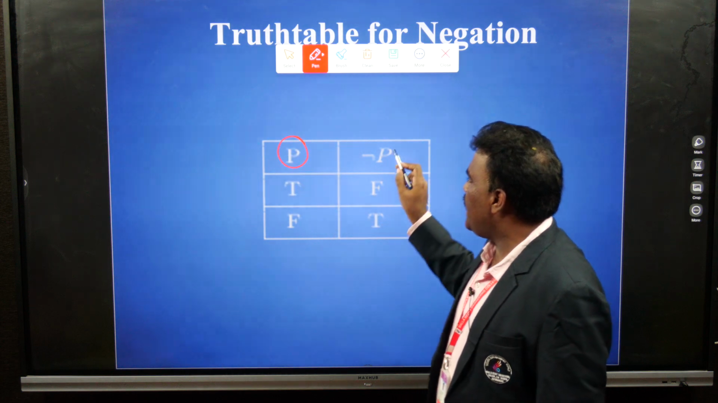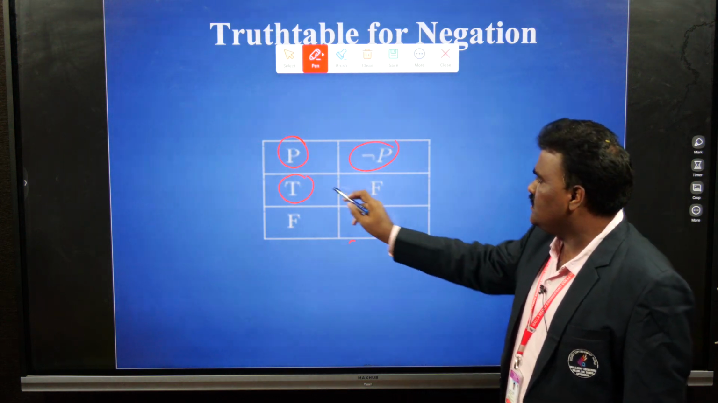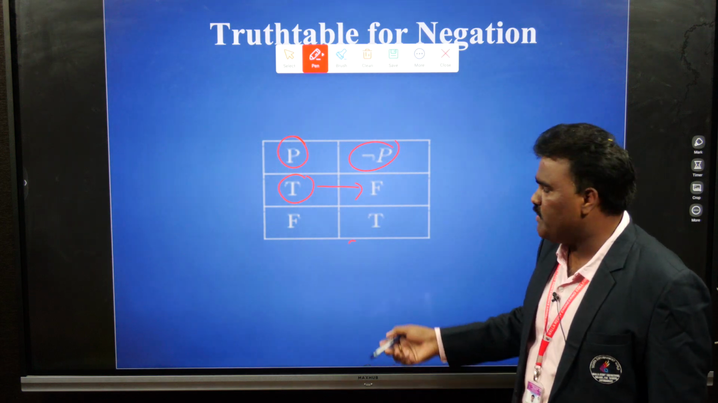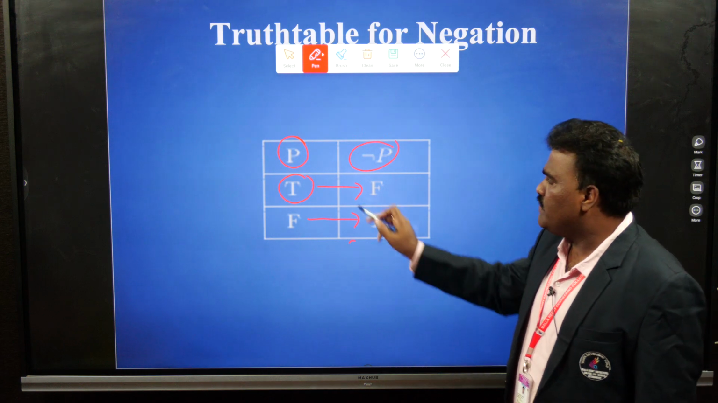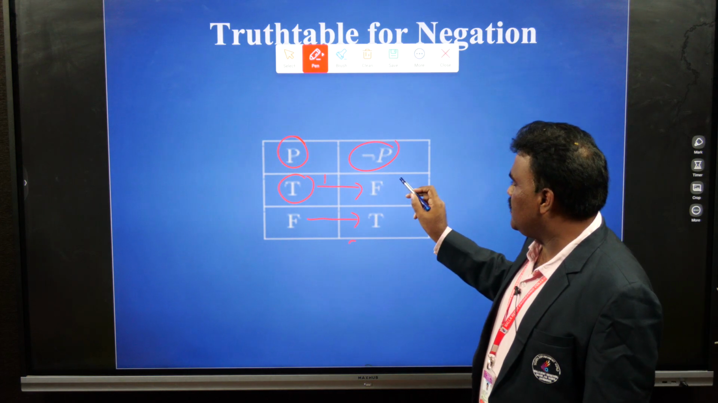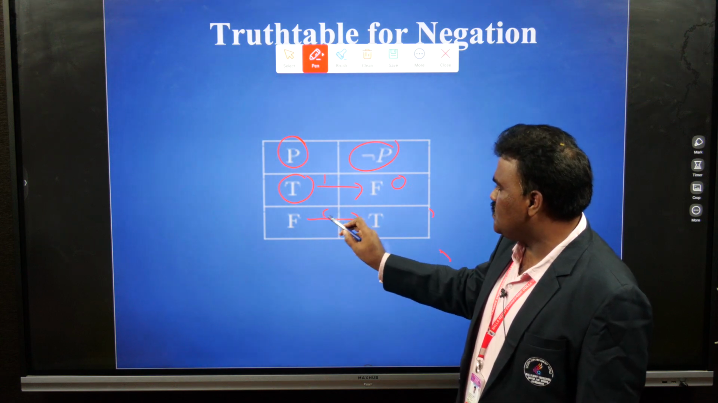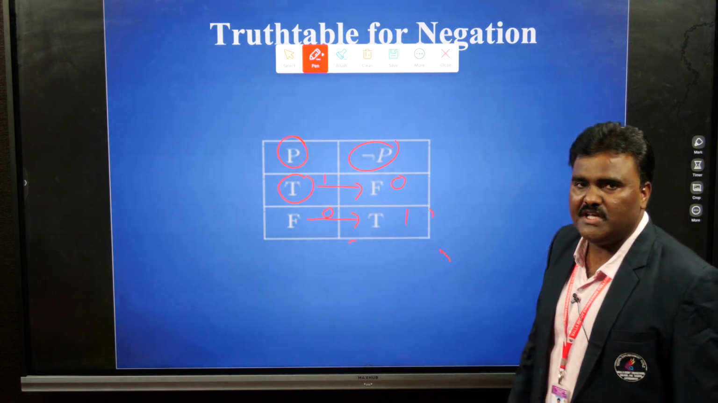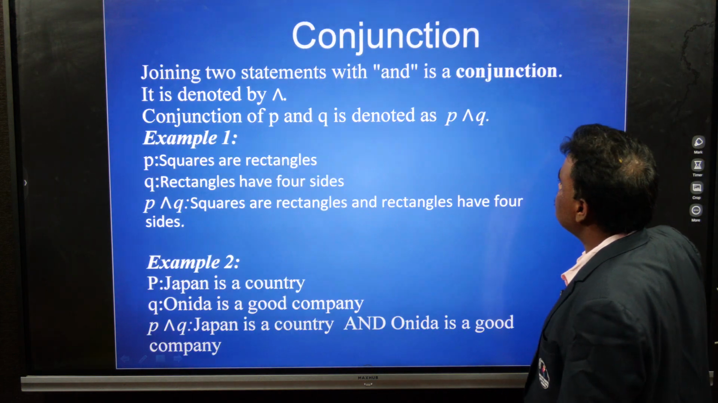So here we have P and negation P. For example, if a statement is true, then the negation of P is false, obviously. If the statement P is false, the negation of P is true. For example, here we have 1, and the negation of 1 is 0. If we have a statement as 0, then we will have 1. In this way we represent the truth table for negation.